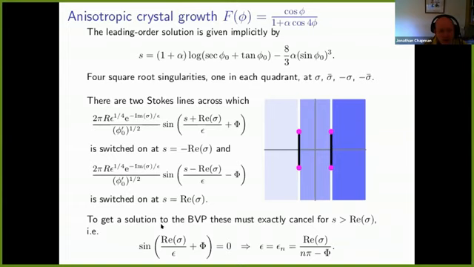And so you can arrange for epsilon to be such that these 2 things are exactly out of phase, and if that's true, you get a discrete set of values of epsilon for which you get a solution to the problem, corresponding to basically having 1 wave or 2 waves or 3 waves in this sinusoidal oscillation in between the 2 Stokes lines.